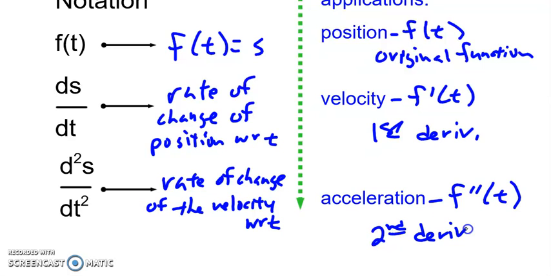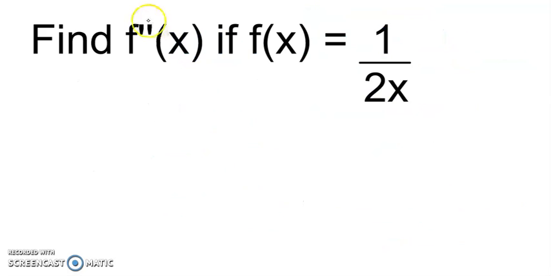So this is the notation we use for second derivative. So 2 prime marks. First derivative is just 1 prime mark. But let's first practice taking some of these higher order derivatives. So again, double prime here. That means we're going to find the second derivative.